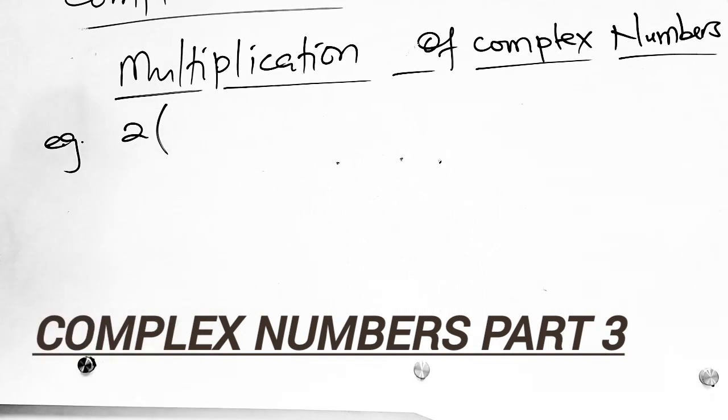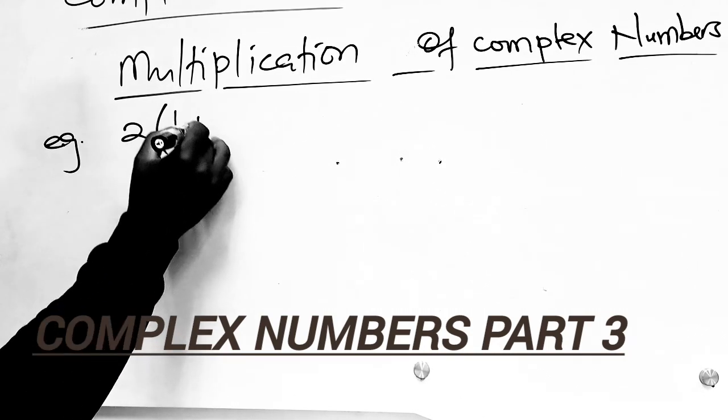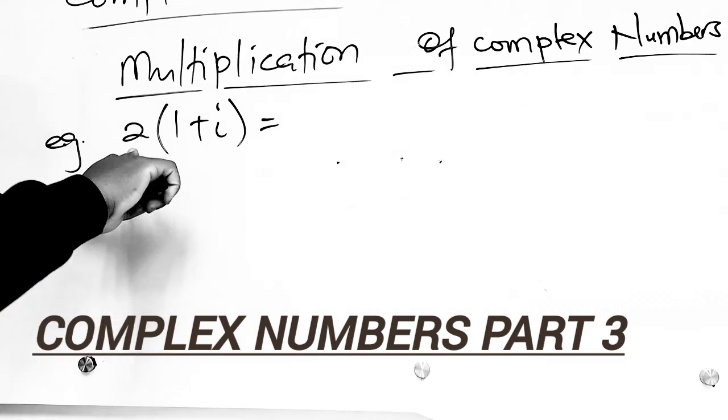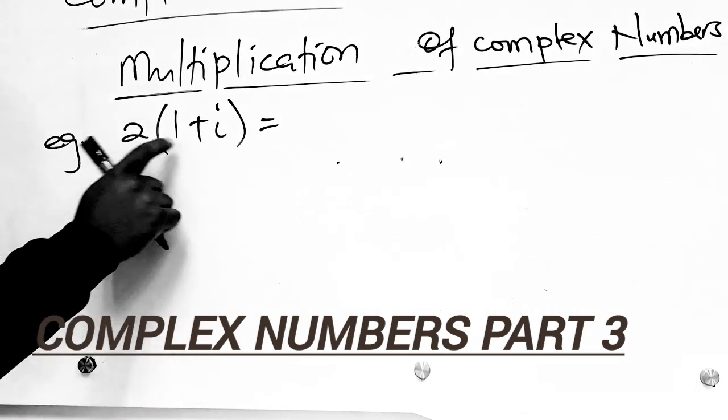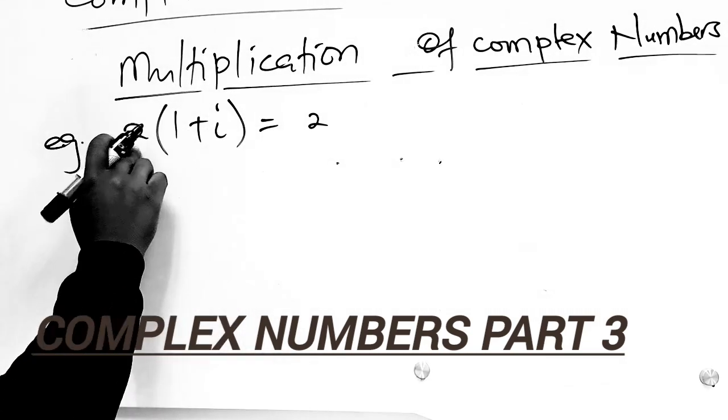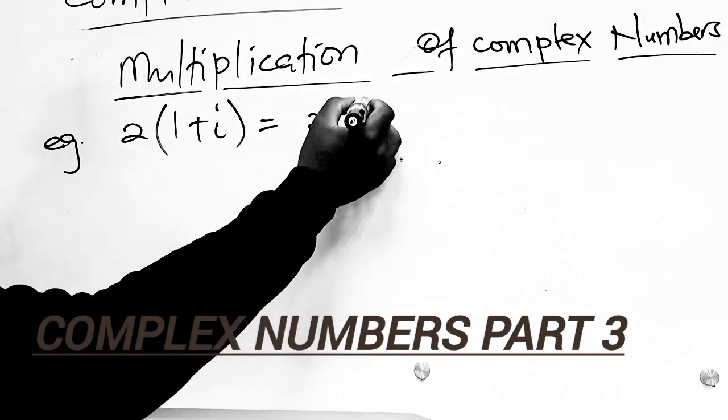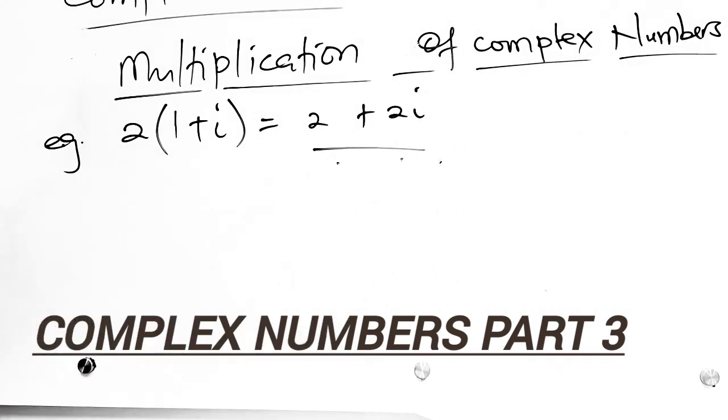2 multiplied by 1 plus I. So we just do our FOIL method. 2 times 1, we get 2. 2 times plus I, we get 2I.